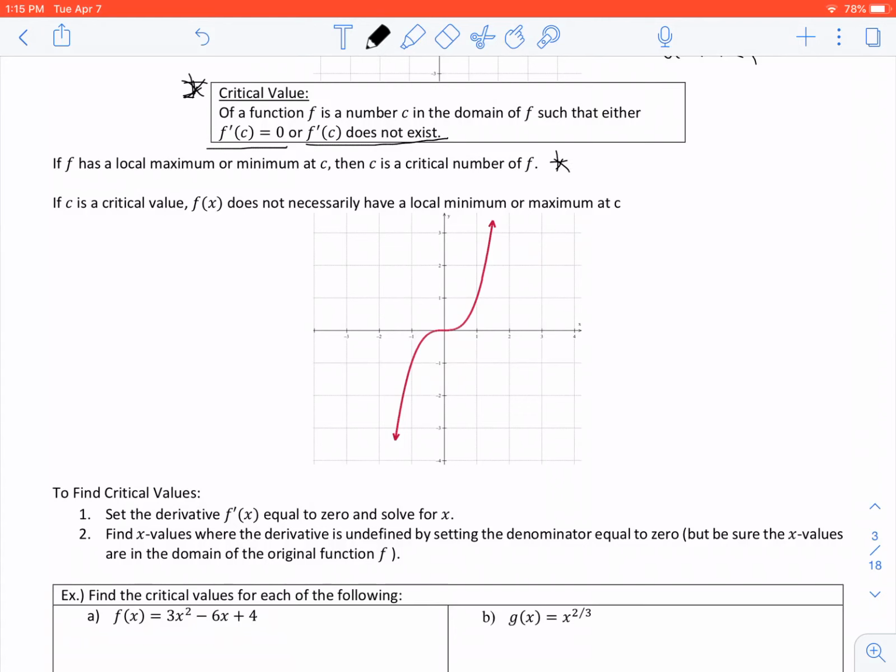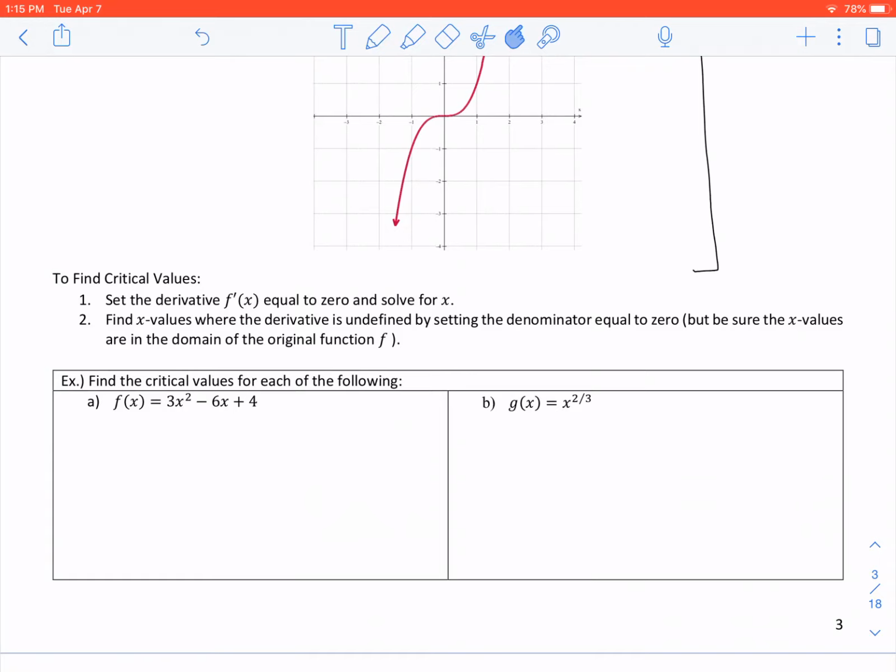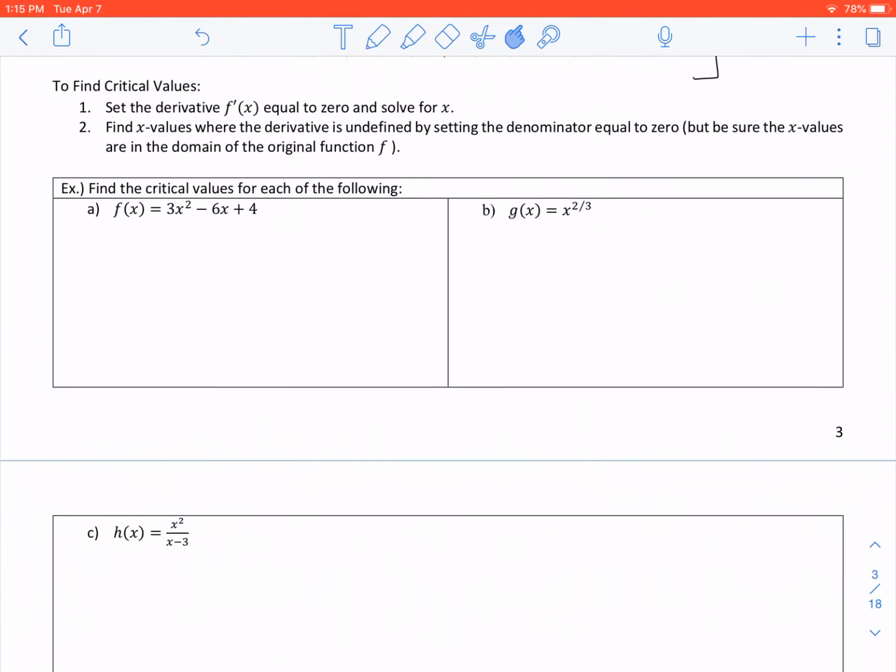There's an example that is discussed here that you can look at on your own if you have some time. We have some steps down here to find critical values, definitely something that we need to know. To find a critical value, we set the derivative f prime of x equal to 0 and solve for x. Find the x values where the derivative is undefined by setting the denominator equal to 0. Be sure that the x values are in the domain of the original function f of x.